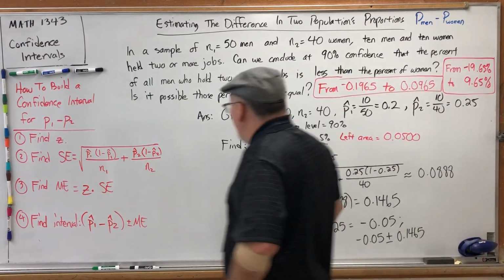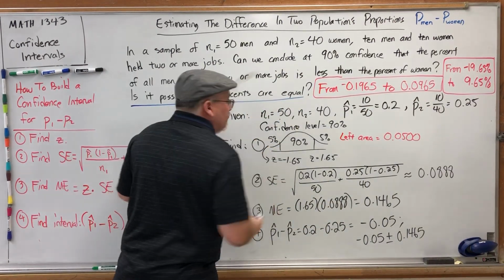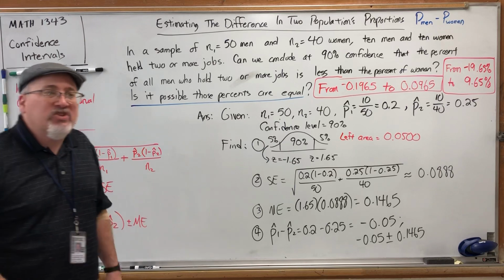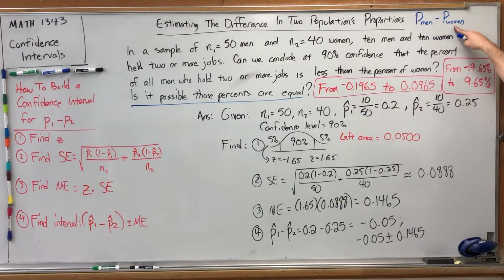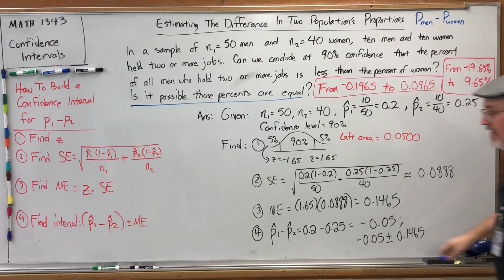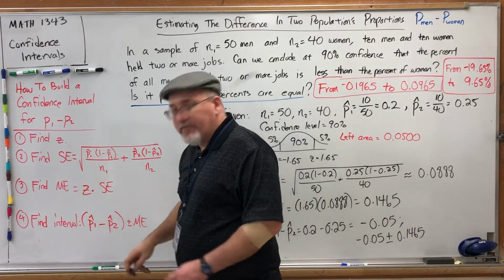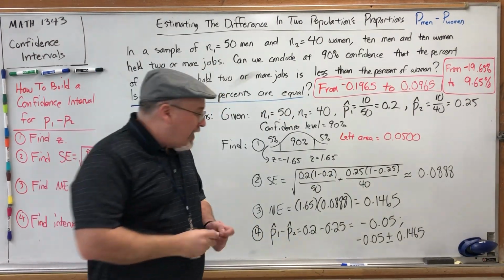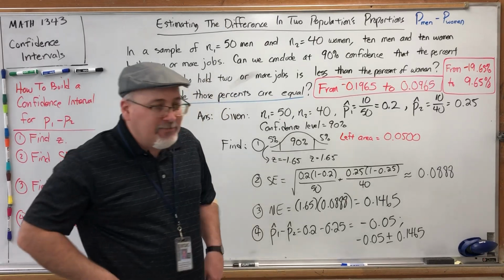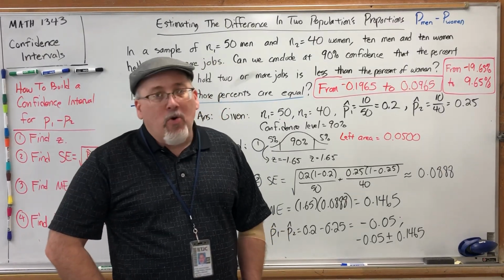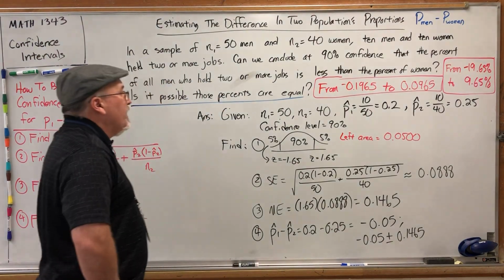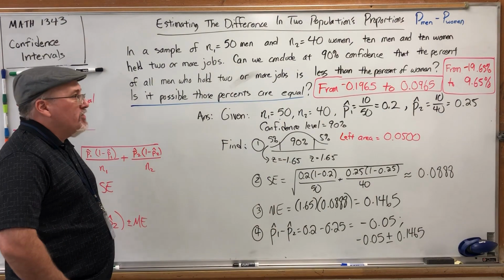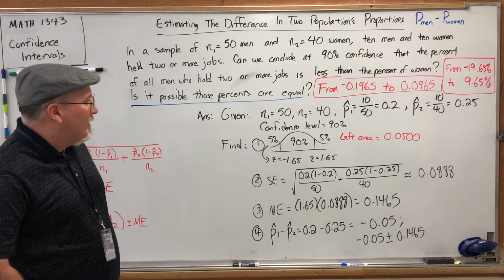But look at the second question. Is it possible that these percents are equal? Well, if the percents were equal, their difference would be 0. Is it possible for the subtraction problem to be 0? Yes, because 0 is included in this interval. This is usually what an interval for the difference in two things is used for, to try to answer the question, is it possible that one is less than the other, or is there a possibility that they're equal? Let me rephrase that. Is it likely that one is greater than the other, or is there a possibility that they're equal?